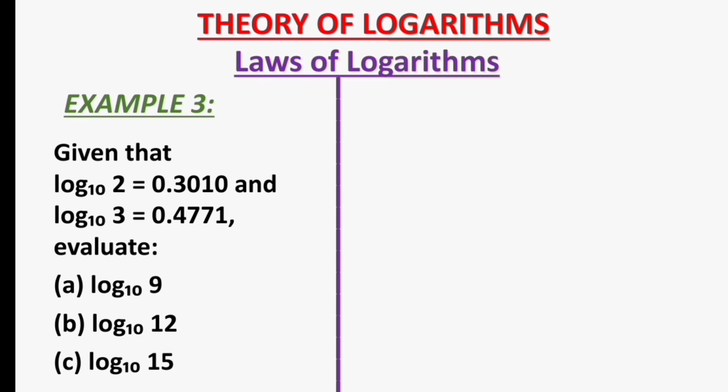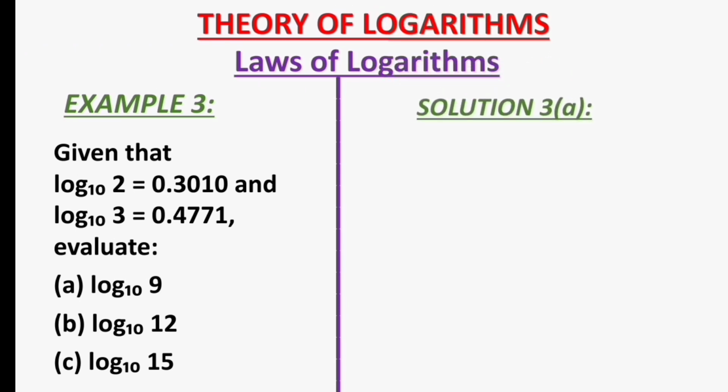Next, let's see our third example for laws of logarithms. Example 3. Given that the logarithm to the base 10 of 2 is equal to 0.3010 and the logarithm to the base 10 of 3 is equal to 0.4771. Evaluate question A, logarithm to the base 10 of 9, question B, logarithm to the base 10 of 12, and question C, logarithm to the base 10 of 15.